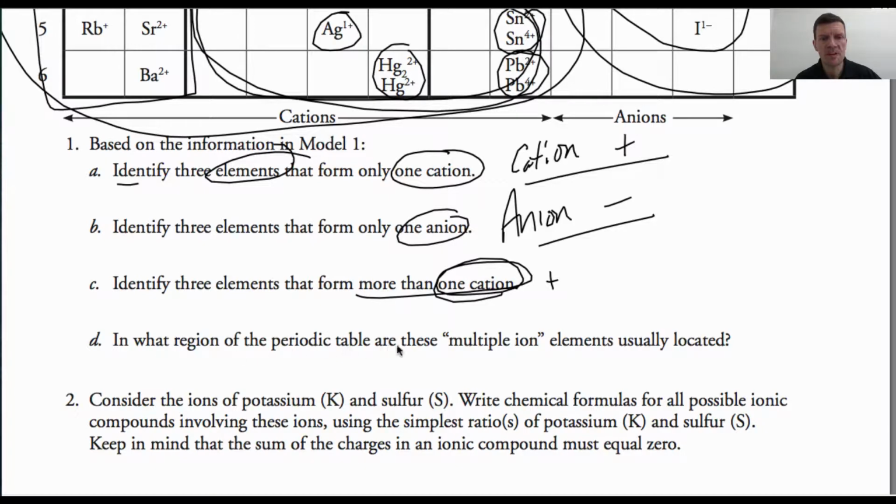In what region of the periodic table are these multiple ion elements usually located? And that would be in the middle. Those are your transition elements or transition metals. Consider the ions of potassium and sulfur.